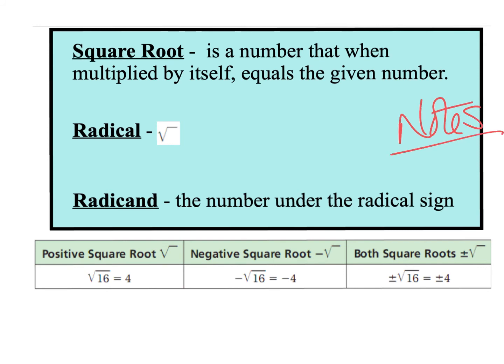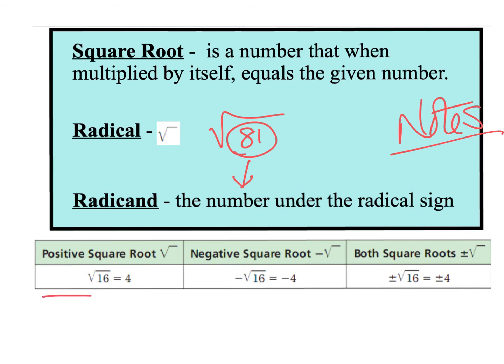A square root is a number that when multiplied by itself equals the given number. This symbol is a radical. You have to know what that is. And if I put a number under here, that is the radicand. You need to be very familiar with these words. We're going to be using them.